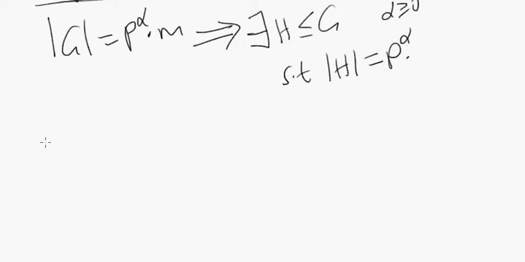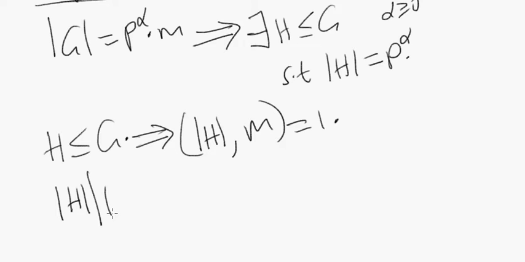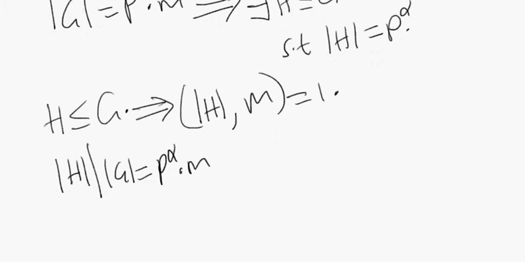So the strategy was, let's take some H, some subgroup of G. Now if we can show that for this H subgroup of G, the order of H is relatively prime to m, that is, the GCD of the order of H and m equals 1, then what does that tell us? Given that we know the order of H must divide the order of the group itself, which happens to be p to the alpha times m, what can we conclude from here?